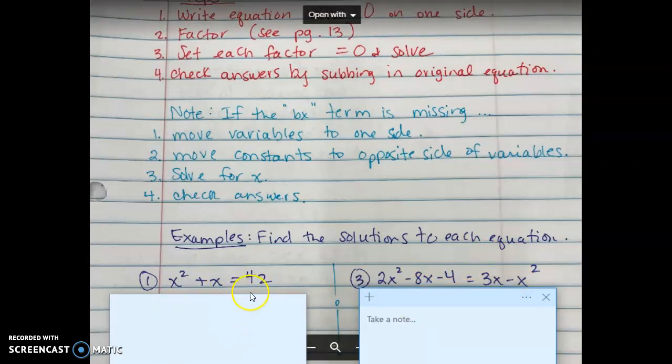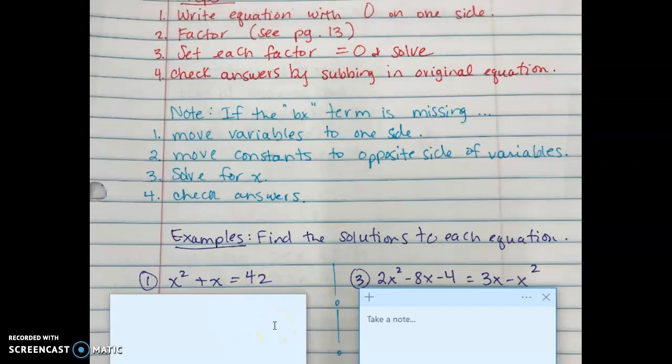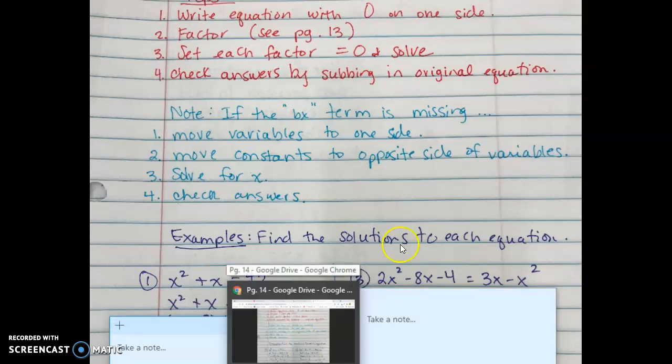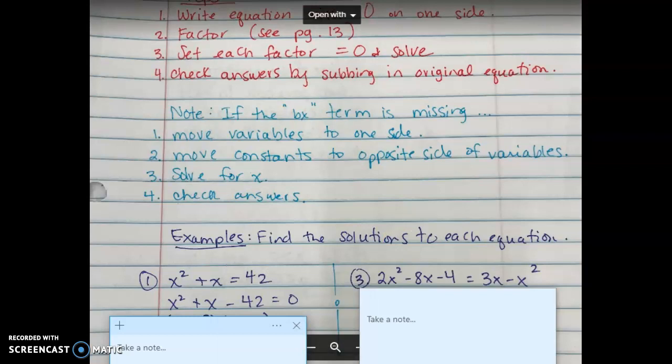So for step 1, it says to write the equation with 0 on one side. So either I can move the x squared and the x to the right by subtracting them, or I can move the 42 to the left by subtracting it. And so I'll go ahead and subtract 42 from both sides first. I've completed step 1. Step 2 says to factor.